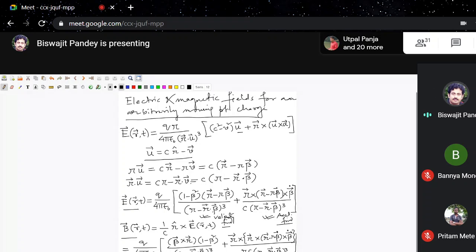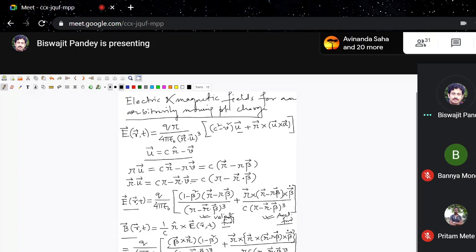You see this whole term, you have a cubic term here, the denominator cubic term. On the numerator we have only r cross r, so simply this will be 1/r. So the velocity term, this first term, is proportional to 1/r². Second term proportional to 1/r.